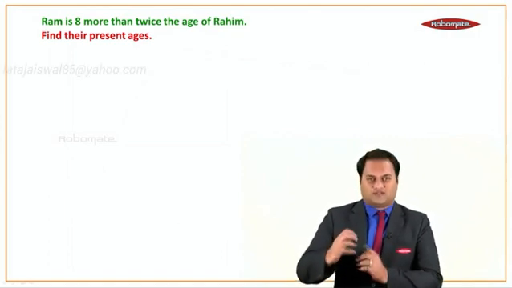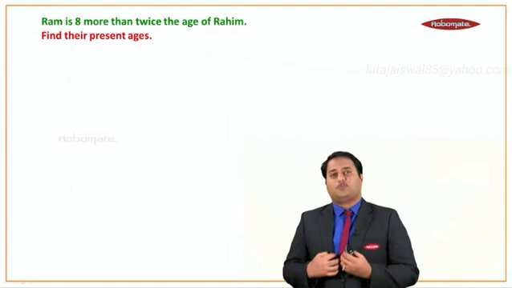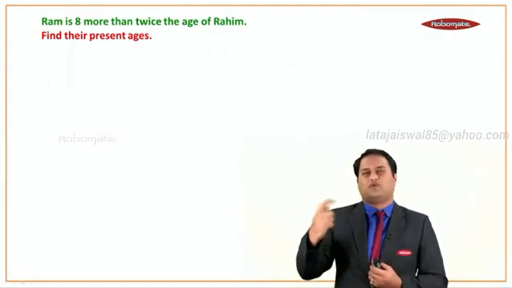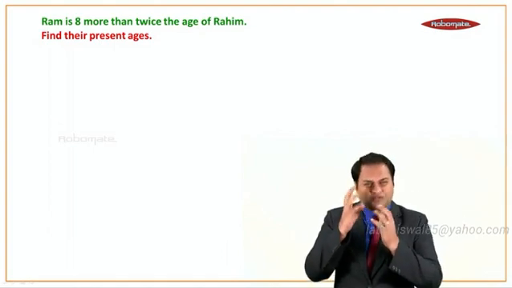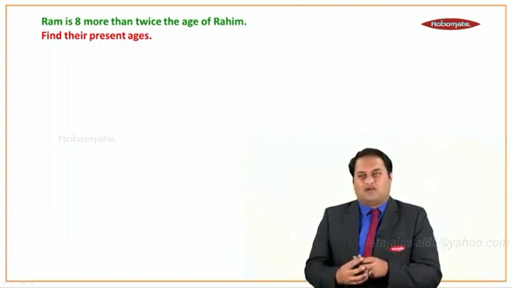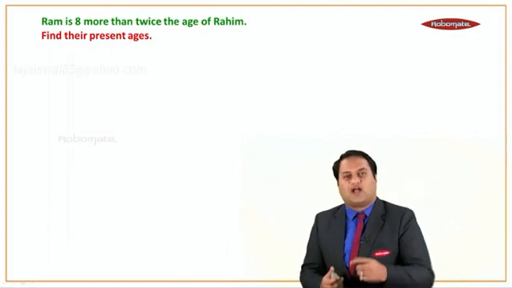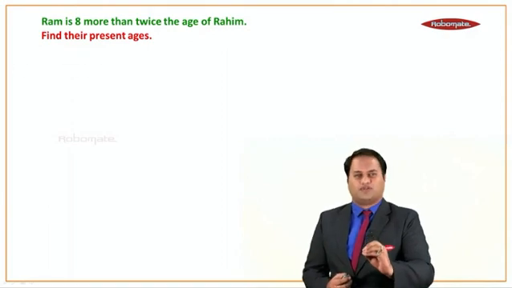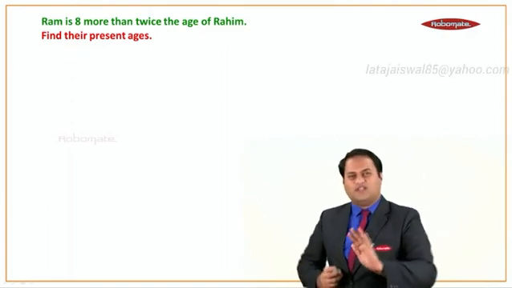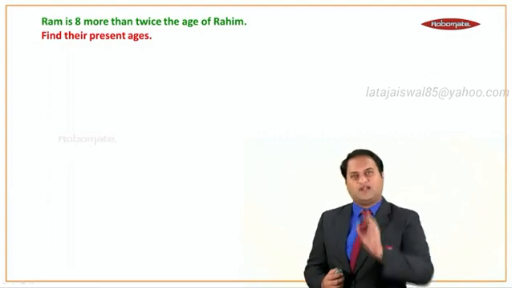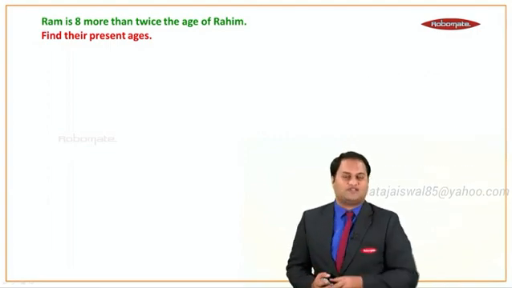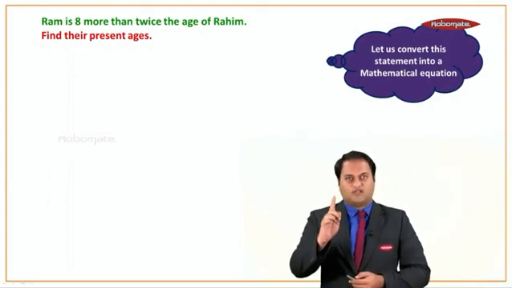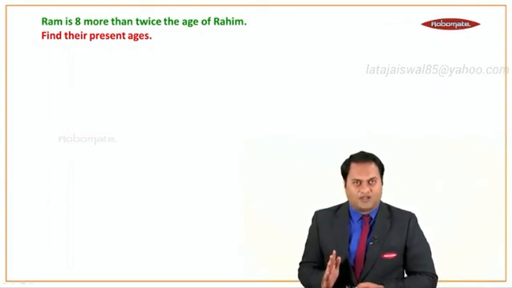The problem that most of us face is when we read this sum, we try to understand it. Ram is 8 more than twice the age of Rahim. Okay, X is, somewhere we just keep on thinking this and we don't start the sum. Never do that. A simple way of solving a word problem is, after you read the sum, initially don't try to understand anything. Directly read the last statement. Now what does the last statement say? Find their present ages.